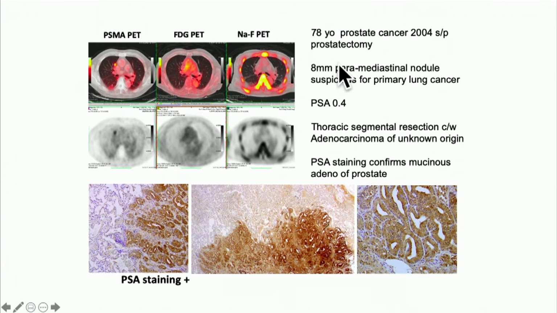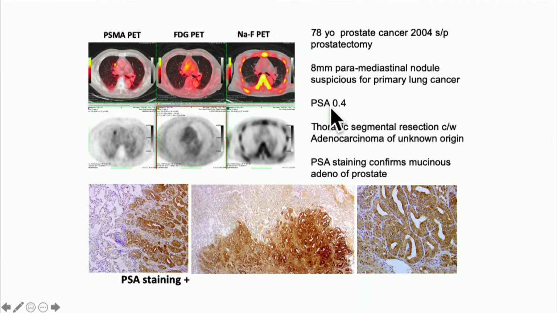It's a man, 78 years old. He had a prostatectomy 16 years ago. I think this case is from 2 years ago now. He went in not because he had a PSA recurrence, but I think for lung cancer screening because he had been a smoker. And they found a lesion in his mediastinum.